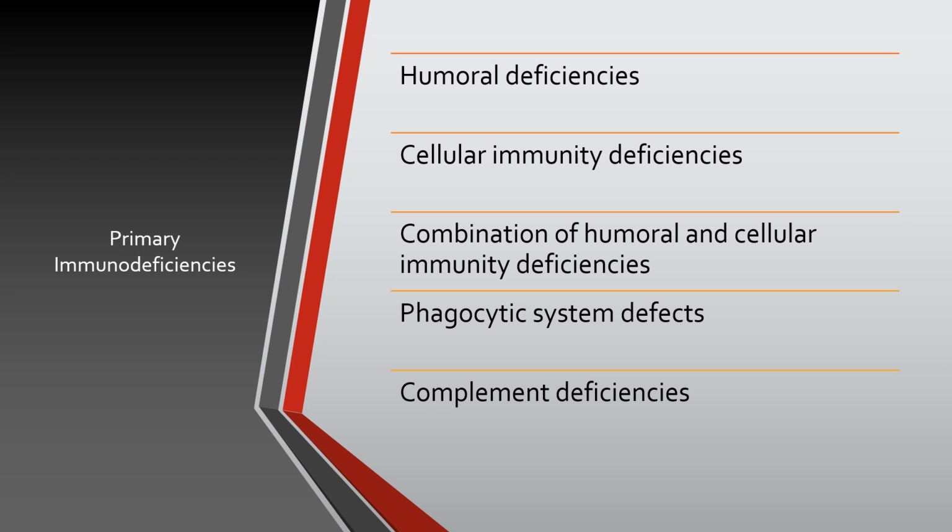Primary immunodeficiencies, this is the most hereditary or congenital, and it's usually related to humoral deficiencies, cellular immunity deficiencies, or a combination of those. Phagocytic system defects or complement deficiencies.